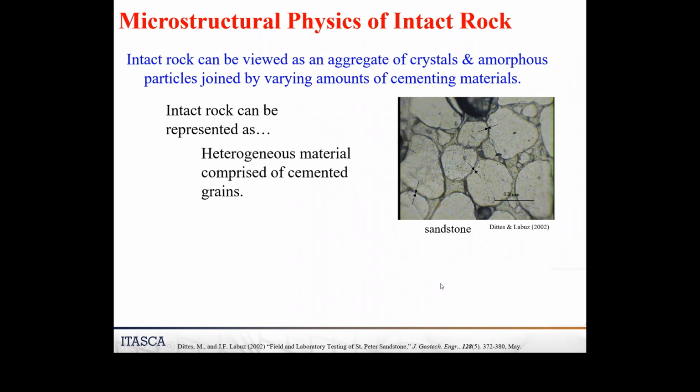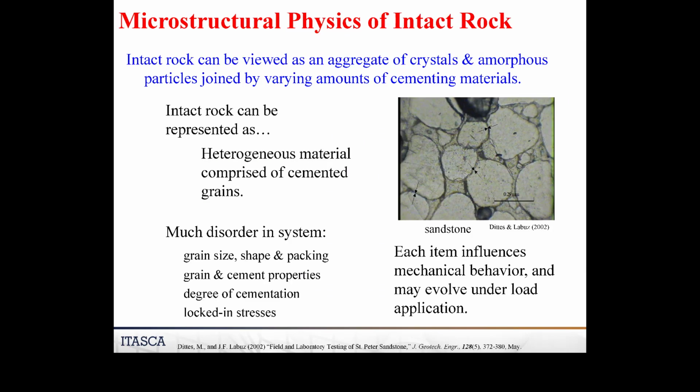So with this type of modeling, what we're positing here is that intact rock can be represented as a heterogeneous material comprised of cemented grains. Such a system has much disorder, and its behavior is going to be sensitive to all of these different things. How these grains are packed: you could have the same set of grains, but if you pack them more densely, they're going to be stronger than if you pack them less densely. Obviously, the properties of the grains, the properties of the cement, how much cement you have. And a key element here is that each of these items on the left influences the mechanical behavior, and that it evolves under load application as damage starts to form.